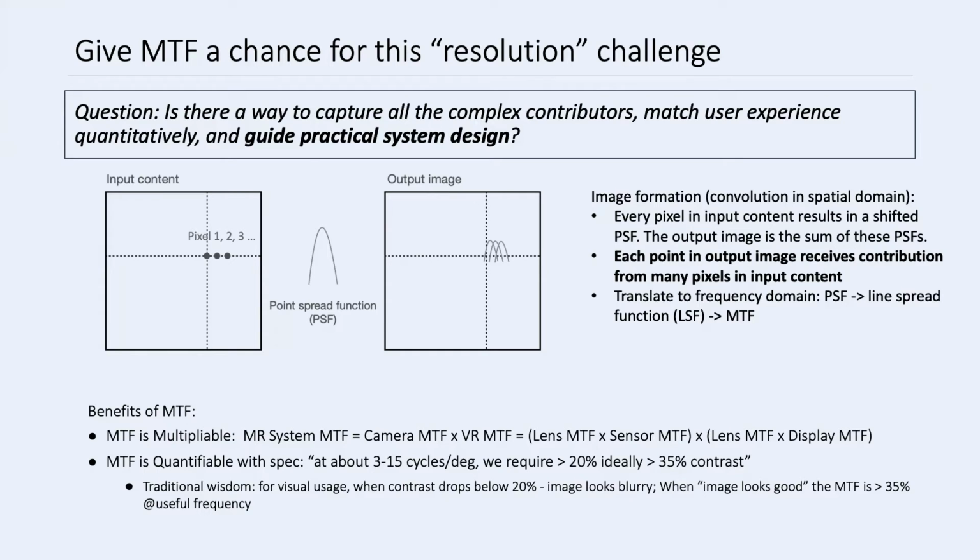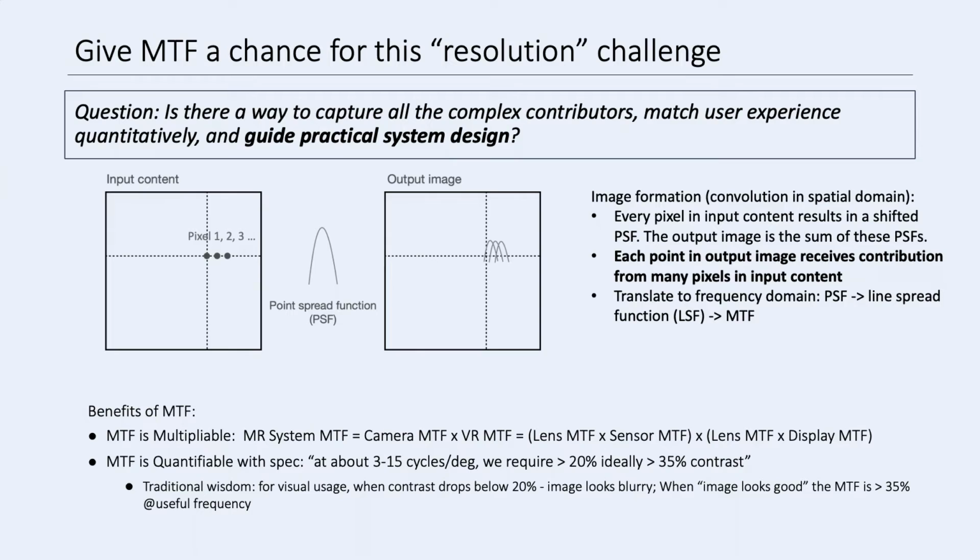I'm not going to talk about the image formation in the convolution in spatial domain and in frequency domain, but that's the basis for MTF. There's a couple of very good references I put in there, but the benefits of MTF can be multiplied, right? So for an MR system, it's a camera multiplied by VR, and the camera is a lens multiplied by sensor, and the VR is a lens multiplied by the display. You just keep adding them, right, or multiplying them.